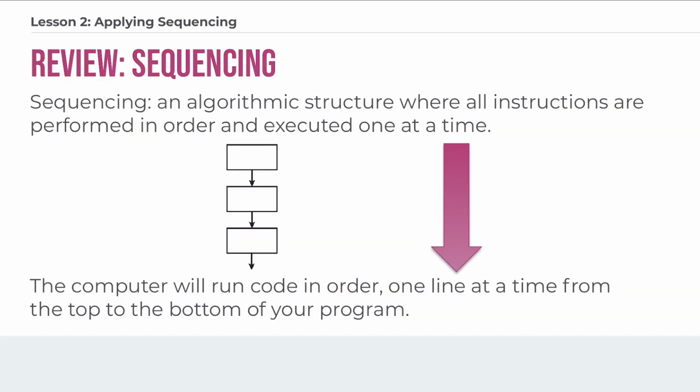So you'll remember from the previous lesson that sequencing is an algorithmic structure where all of the instructions are performed in order and executed one at a time. The example that we used was the process of getting dressed. And we talked about how sometimes it didn't matter what the sequence was, but sometimes it did. And so we just had to decide on the best sequence for our program, and the computer program or the person who was getting dressed would just follow the instructions one at a time and would successfully end up being dressed. And the computer does the same thing.